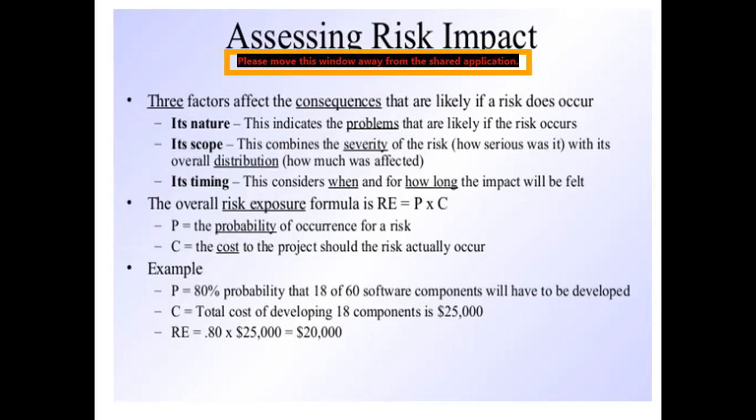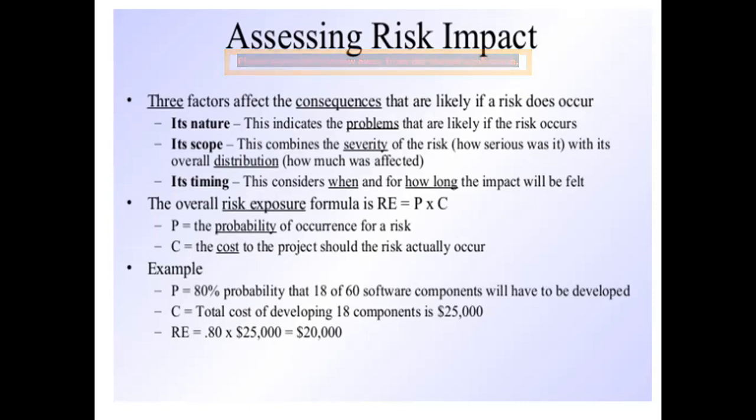Okay, so P is the probability, C is the cost, and RE is the overall risk exposure. Now we are going to consider one example. Here P is given as 80% probability, and that is 18 of 60 software components.